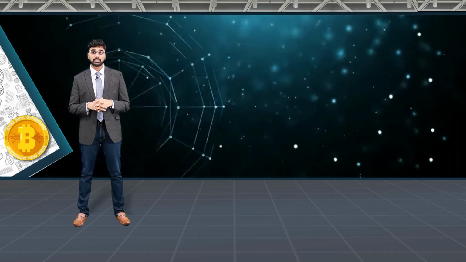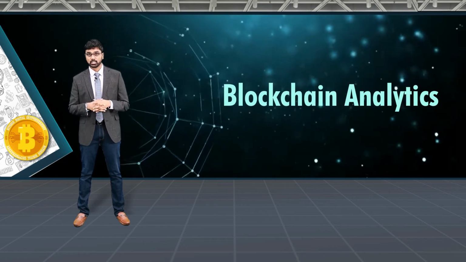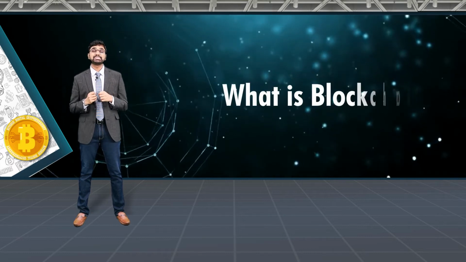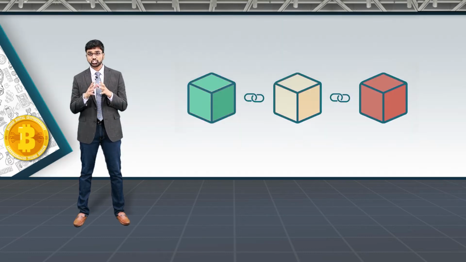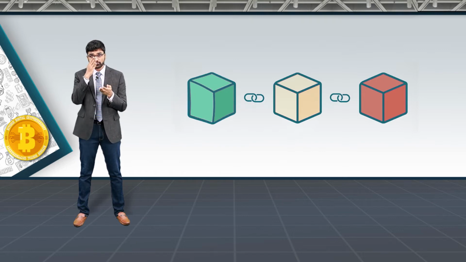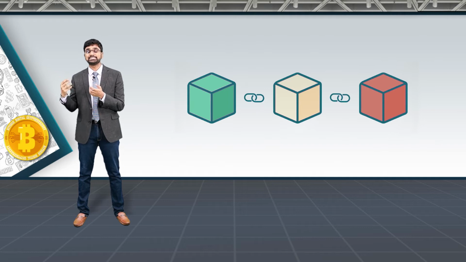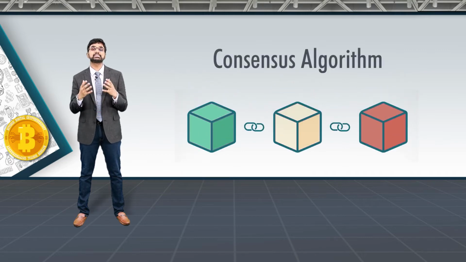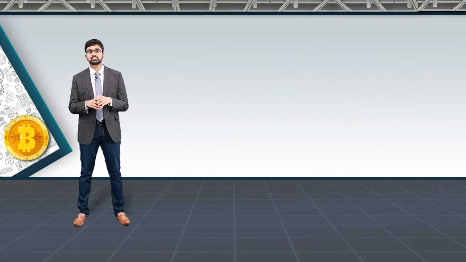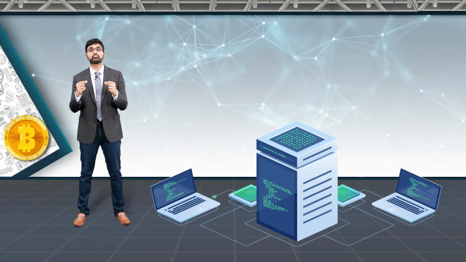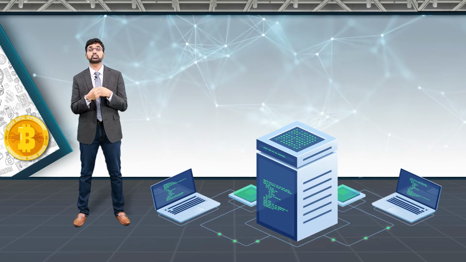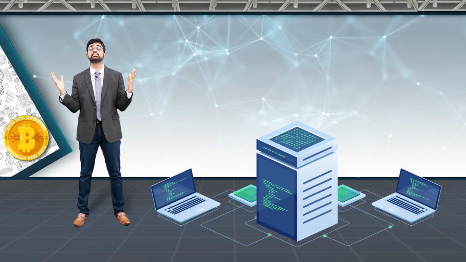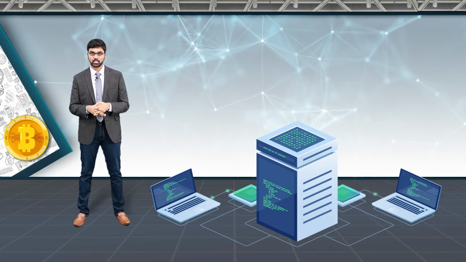In this module, let's talk about blockchain analytics. But before getting into that, what is a blockchain? A blockchain is a tamper-proof ledger organized into a series of linked blocks containing data. These blocks are added according to a set of special rules known as a consensus algorithm. So what happens is this enables networks of physical computers to work together, forming a single large virtual computer.